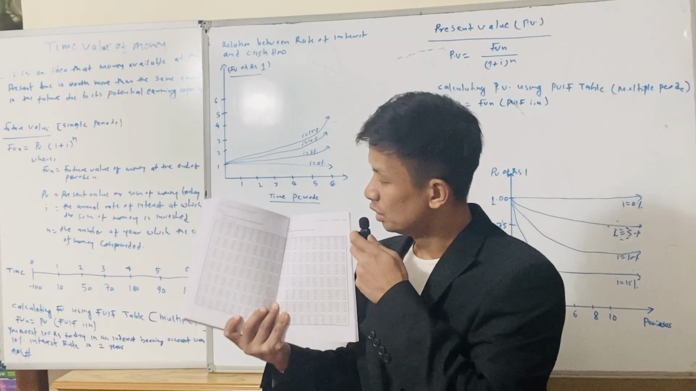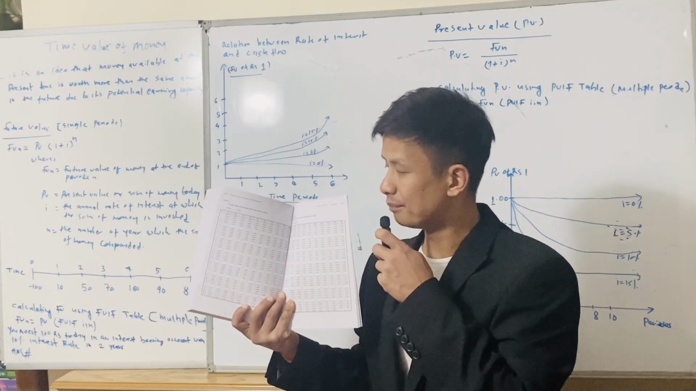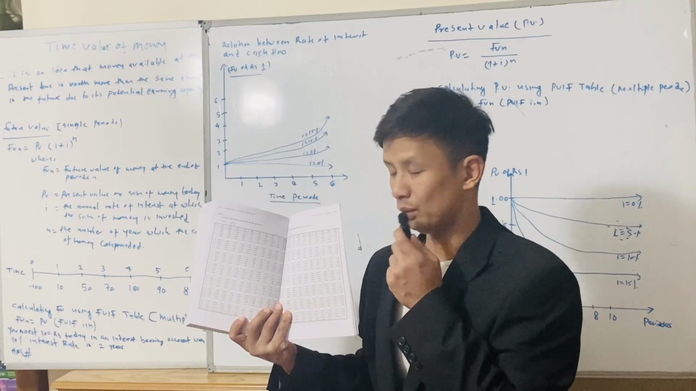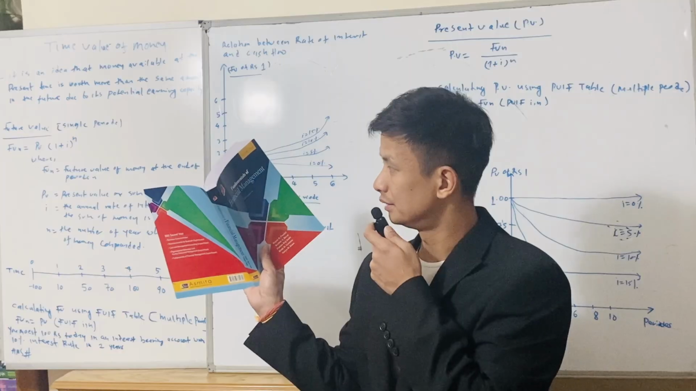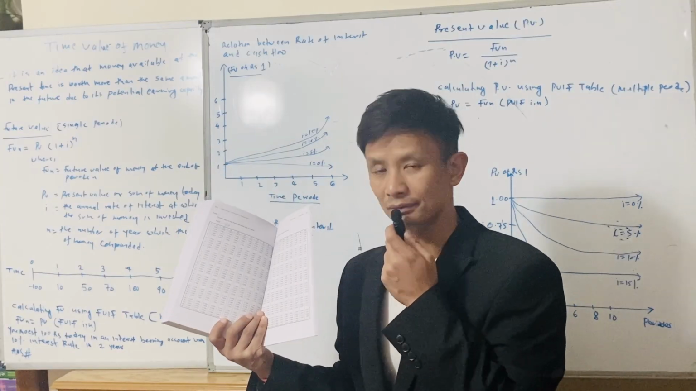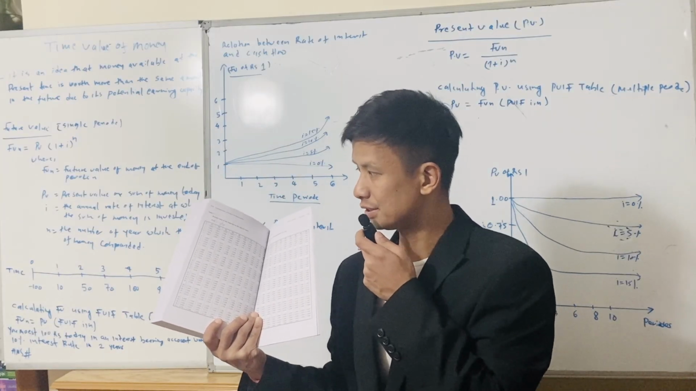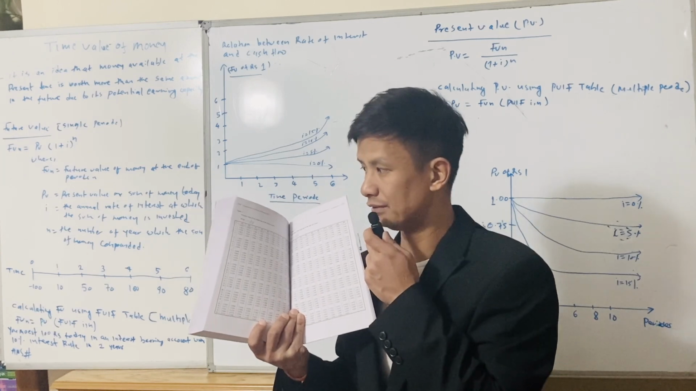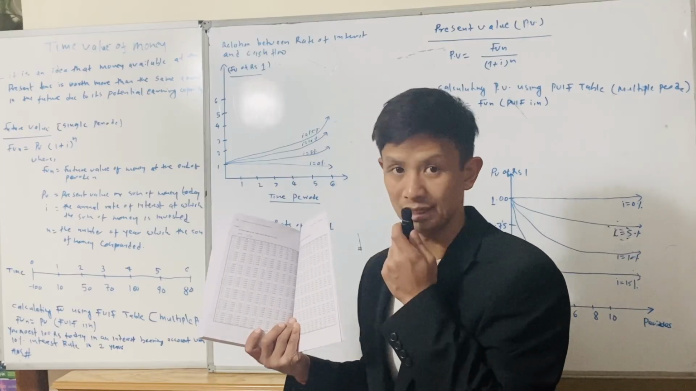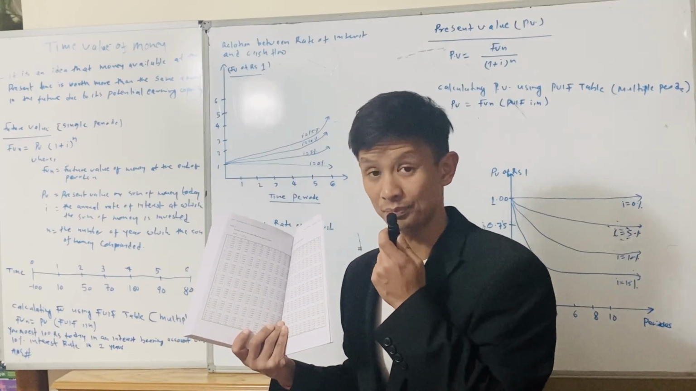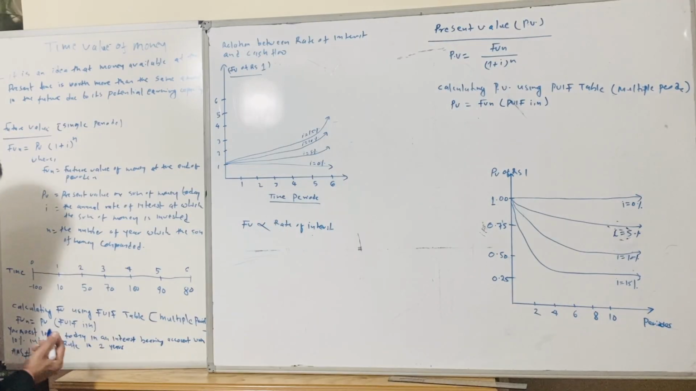In the exam, you will be given a table like this, or you can buy one yourself, or it is in any kind of textbook like this. I have taken it from this textbook. At the back of the book, you will get the list of present value and future value factors that will help you get the exact factor you need. So I will give you one example here.